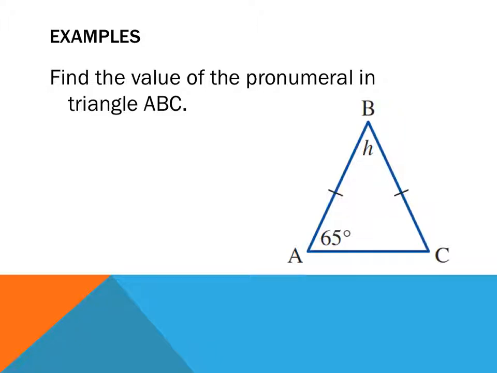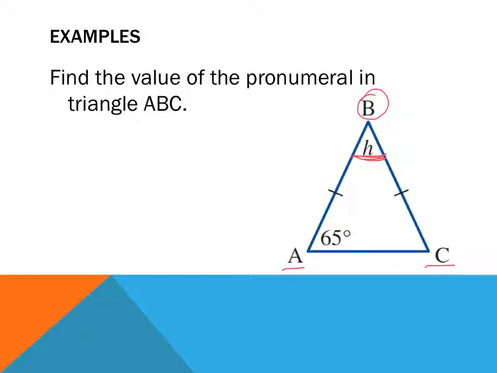Another thing that you might be asked is to use your understanding of different types of triangles in order to solve this. Now, it says find the value of the pronumeral in triangle ABC. So B is in the middle. I've written the word triangle this time. A's on there, A's on there. So we're after H. We're after finding that angle in there.